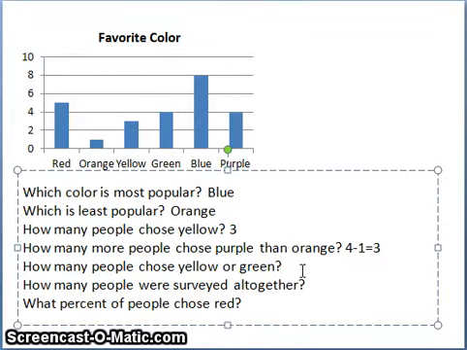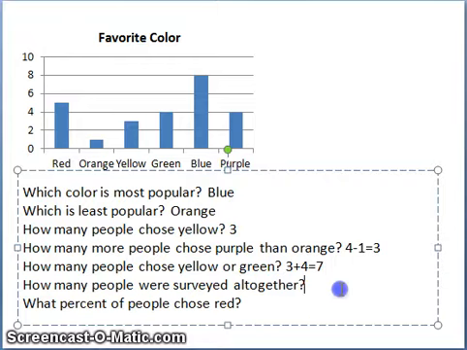How many people chose yellow or green? Think back to the probability stuff we did, and "or" usually means to add things. So we look at yellow and we say, oh, there's 3 there for yellow. And green, there are 4 for green. So people who chose yellow or green would be 7. 3 plus 4 is 7.